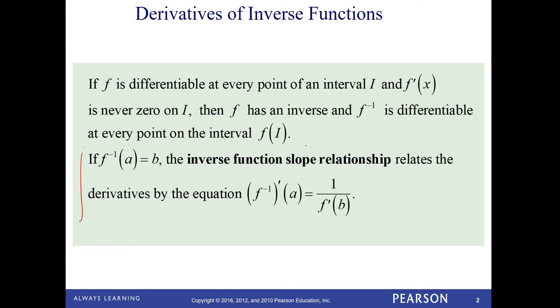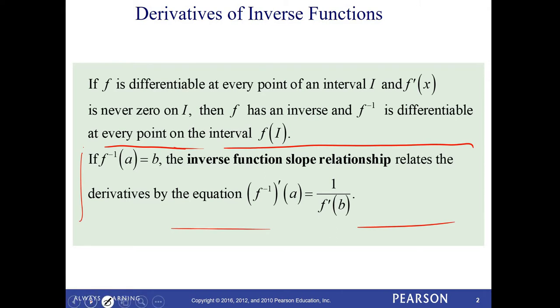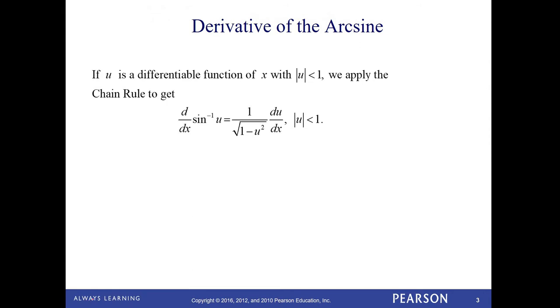So here's our rule. If f inverse of A is B, so if you're given an inverse, the inverse function slope relationship relates the derivatives by this equation. F inverse prime of A is 1 over f prime of B. So make sure you write this down. It's really useful, it's very important, and it'll help us get through some of these derivatives of inverses. So let's look at a few to start with.